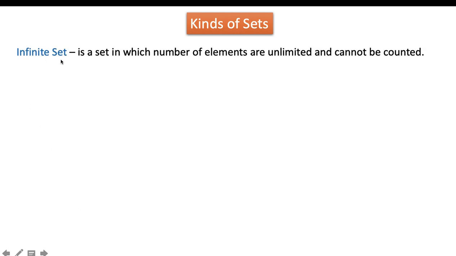When you say infinite set, it is a set in which the number of elements is unlimited and cannot be counted. Example, set C is a set containing 0, 2, 4, 6, and so on and so forth. Notice that there is an ellipsis here, which tells us that it keeps on going forever. So the cardinality is infinite, and we can't have an exact number of cardinality. Therefore, set C is considered an infinite set.